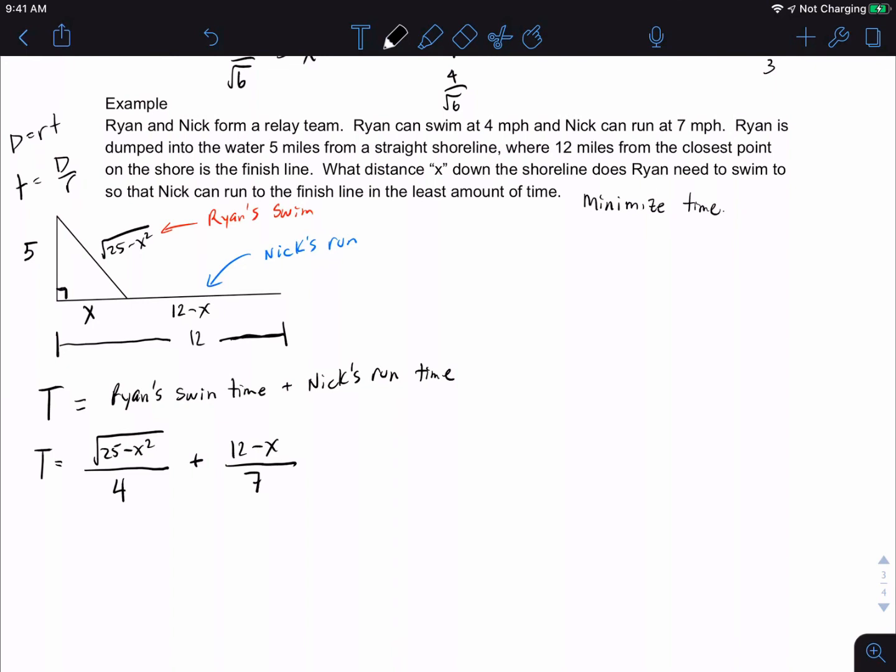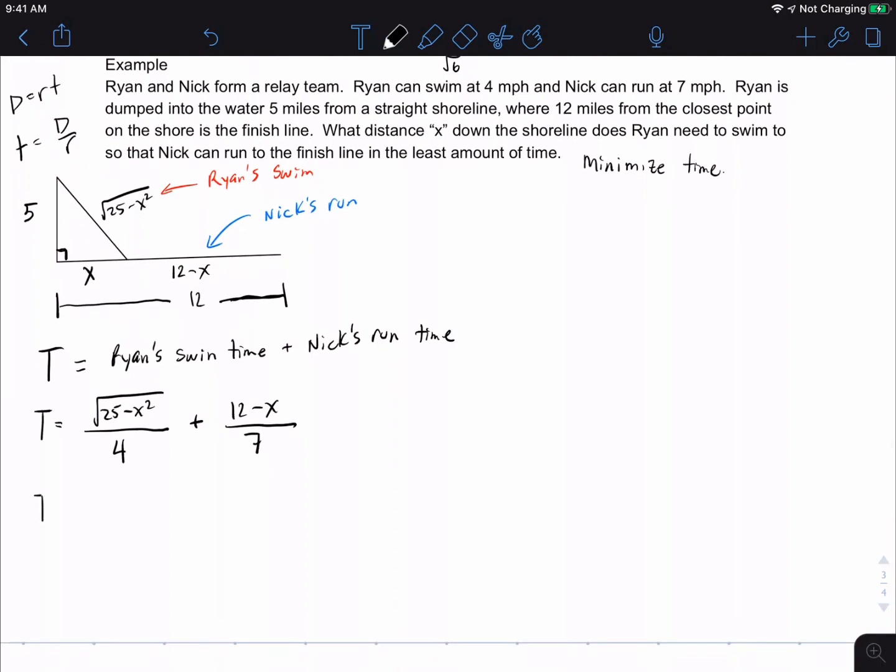Relating it to distance and rate for time. It gets tricky. Now, from here then what we need to do is we need to take the derivative, correct? So when we take the derivative, t prime is going to be equal to, I'll write it down in pieces so you guys can see.